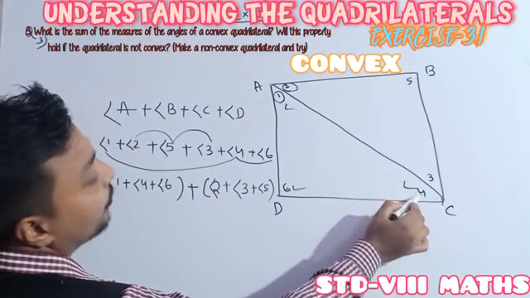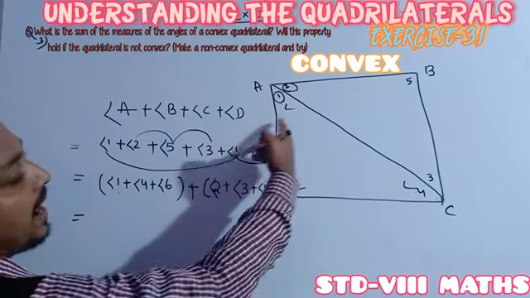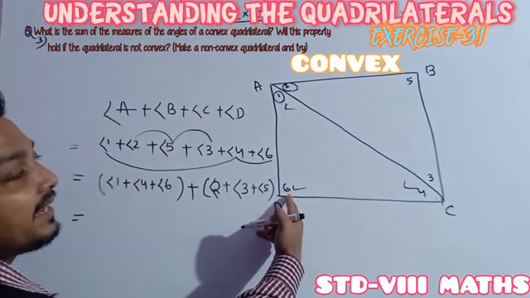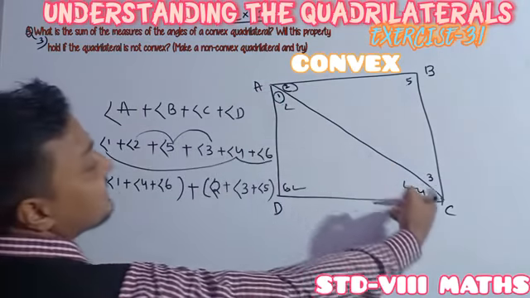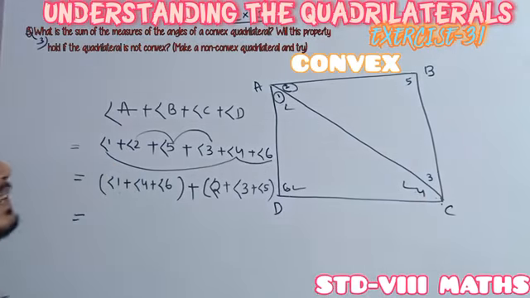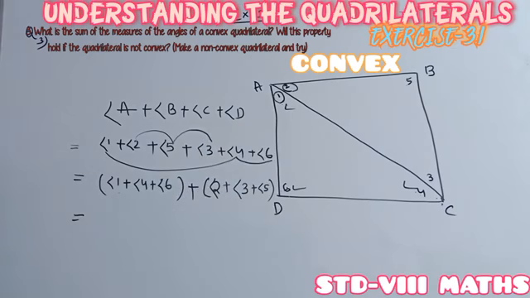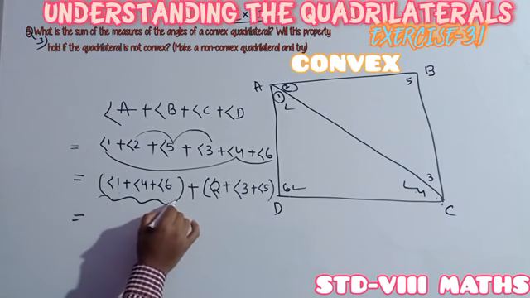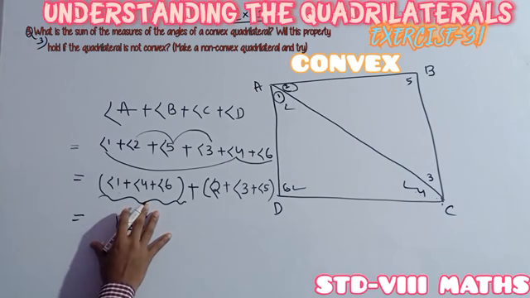Actually 1, 4 and 6 are the 3 interior angles of the triangle ACD. In the triangle ACD, angle 1 plus angle 4 plus angle 6 is their sum. It means it is the angle sum of the interior angles of the triangle ACD. So this sum will be 180 degrees. Why is it 180 degrees? Because of the angle sum property of the triangle.